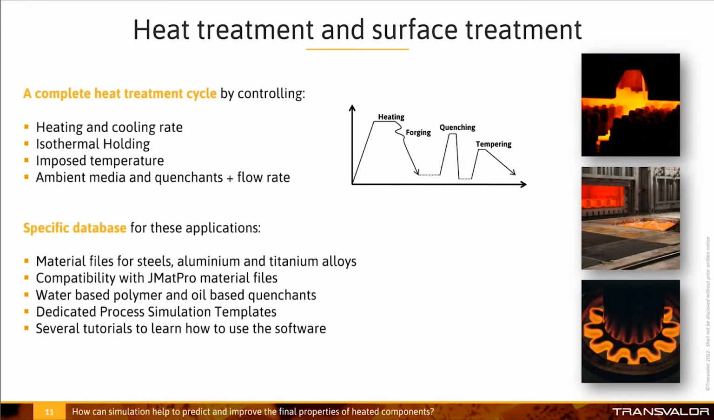In our database, we have a rich material database, rich in steel, aluminium, and titanium alloys. As well, it is possible to use your experimental data directly, for example your experimental CCT curve. We have a TTT diagram generator that will help you generate your TTT diagram file. Our software is compatible with GMAT Pro material files, so it is possible to use GMAT Pro files directly in our solutions.